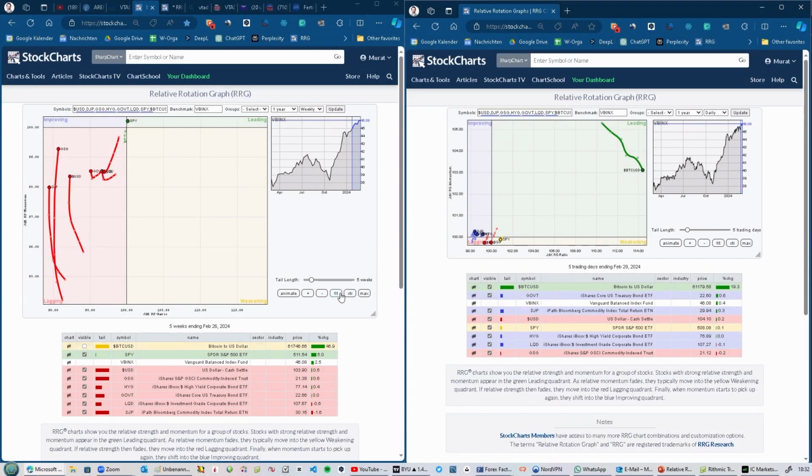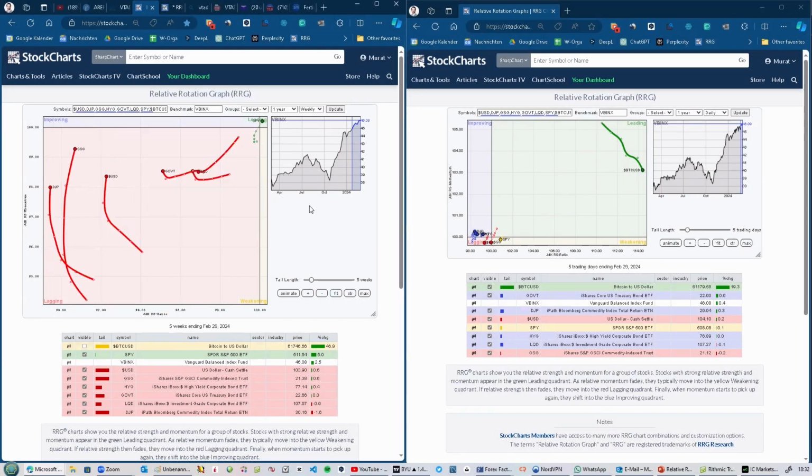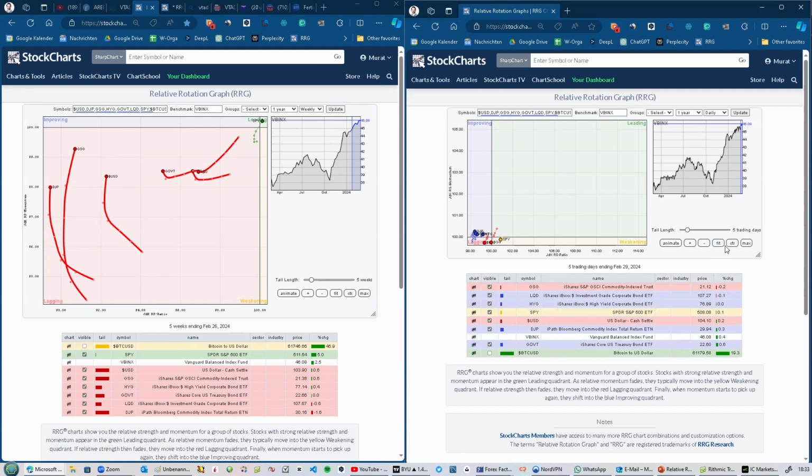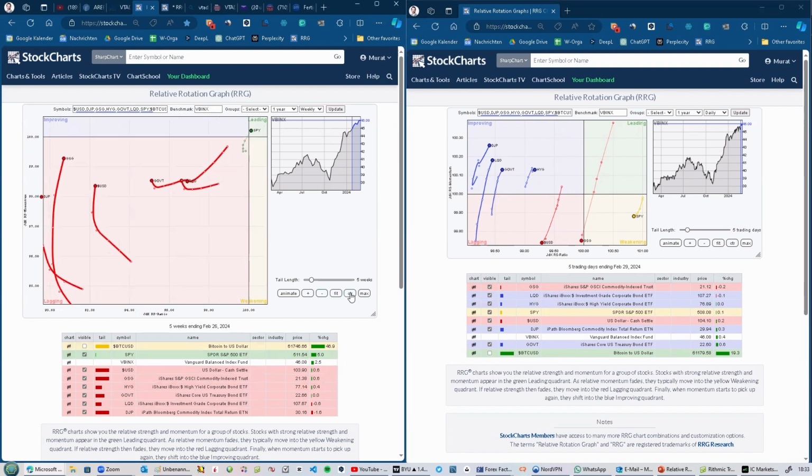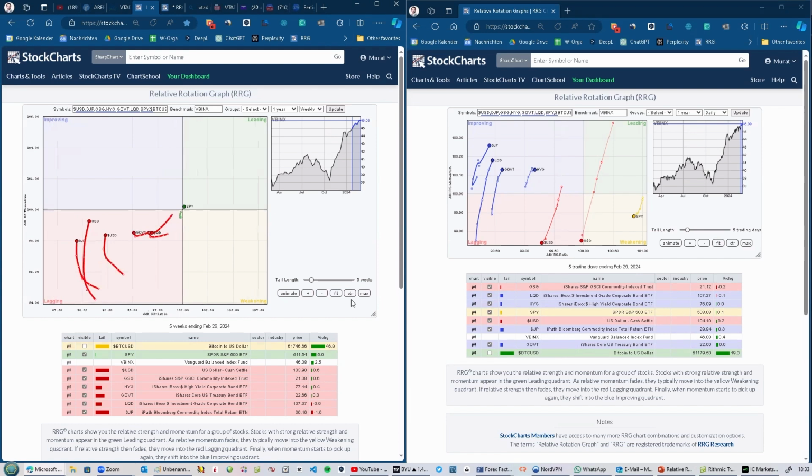I found now a way to screen with the relative rotation graph for some interesting stocks. And yeah, so first of all, what I'm doing as always is that I have a brief look at the asset allocation graph, or the relative rotation graph with the asset allocation settings. And that means that I first look at the different asset classes we have. And we start here with the first one. So generally, I look for outliers here.